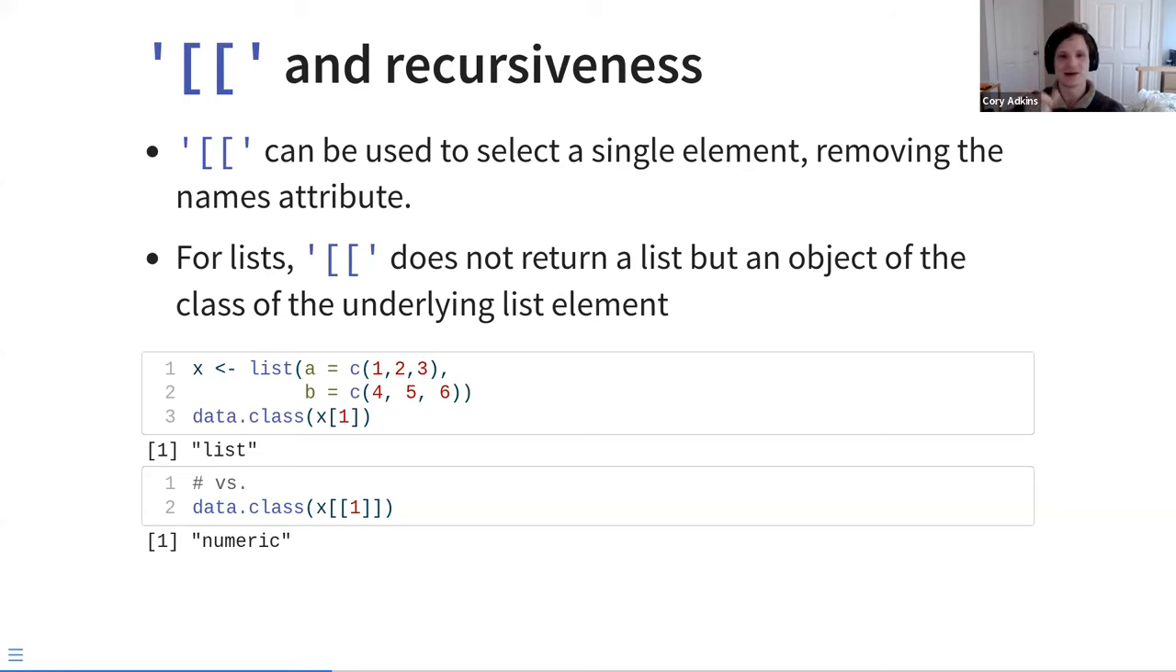I should know this. This double bracket function is actually a different function, and it can be used to extract elements from a list. So it doesn't typically return a list. It returns the class of the underlying list element, which could be a list, but usually it's going to be a vector or something like that. So you'll see here the difference: if you call X single bracket 1, you get a list. And if you call X double bracket 1, you get a numeric vector.